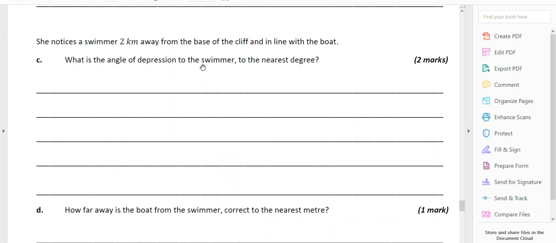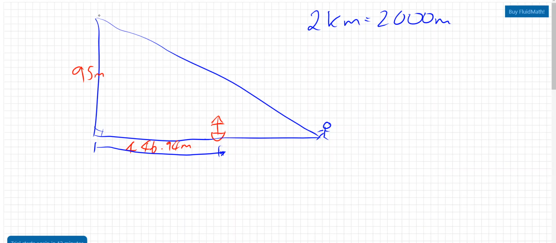What is the angle of depression to the swimmer to the nearest degree? Okay, so we are still using that person up on the cliff, and she's looking down. Remember, for the angle of depression, we start with the horizontal line. So she's looking straight ahead first, then looks down to the swimmer. There's our angle of depression that we have to find.